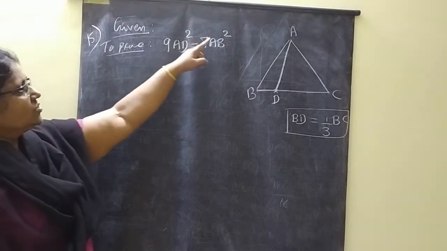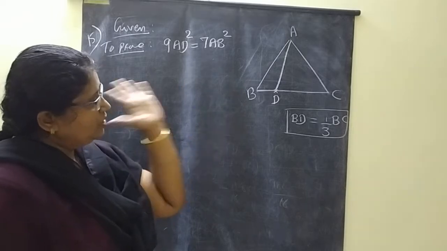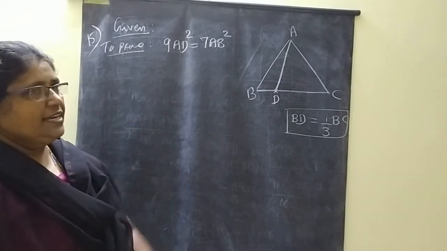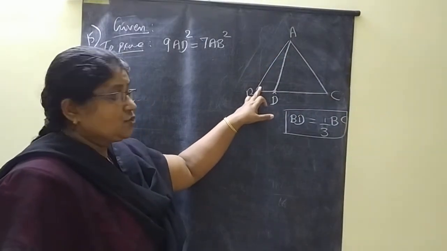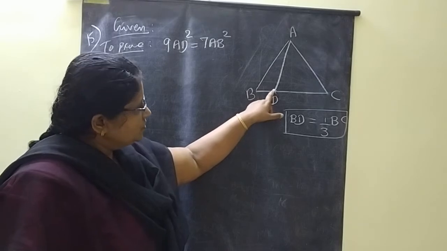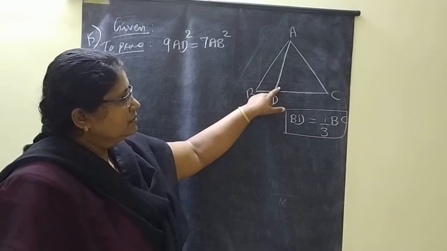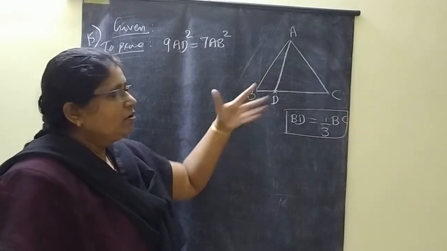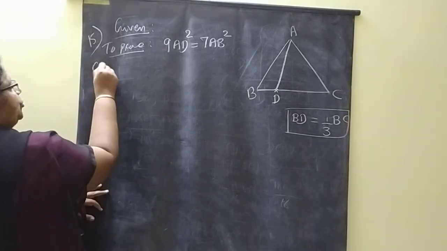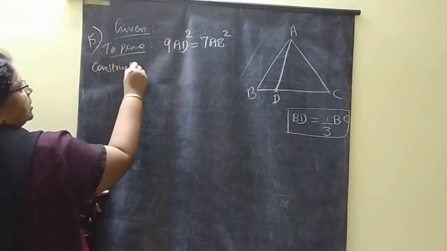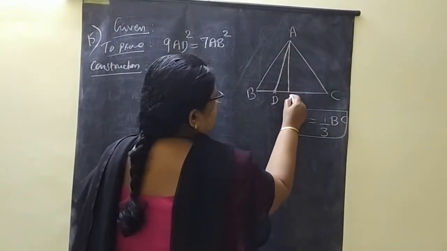Now this is square form means we have to apply Pythagoras theorem, but in that particular triangle there is no right triangle, isn't it? In an equilateral triangle this is 60 degree. This is less than 90. So no 90 degree angle. So you have to do the extra construction, that is draw the altitude AE.